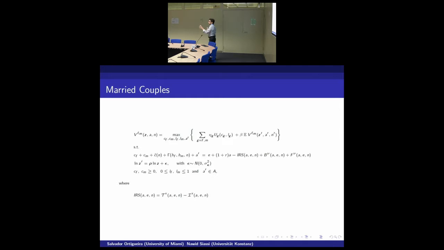Exiting is costly. So there is a fixed cost of breaking down. You have to pay a lawyer. Probably you have to sell the house. And you don't do that just to get $3,000 more from transfers. Okay? Now, this is the model.